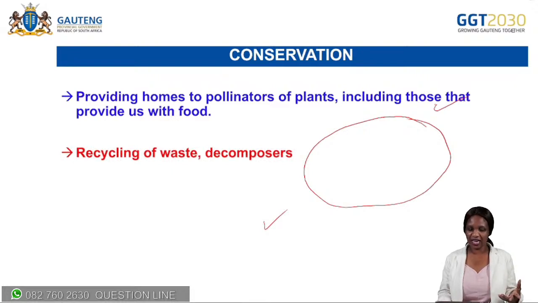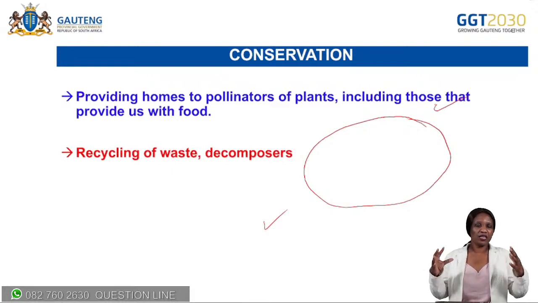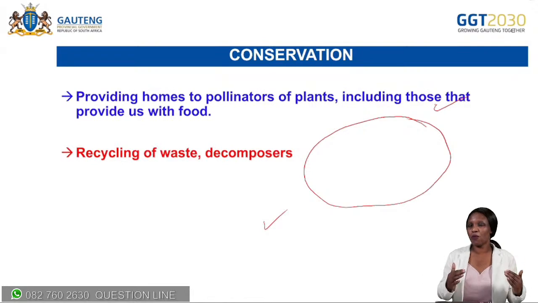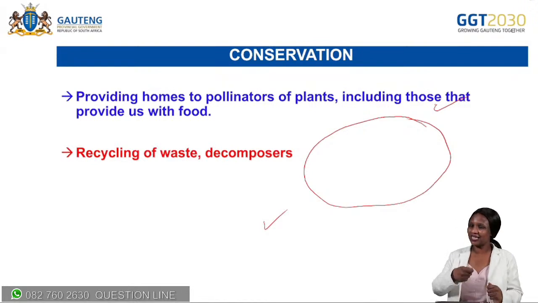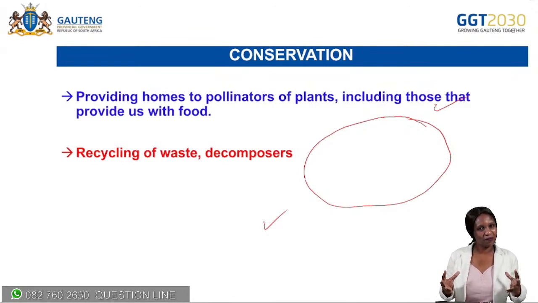And then let's recycle. For example, recycling of waste. The decomposers recycle the waste. How? Because they act on dead matter and recycle the nutrients back into the soil. And those nutrients are going to make the plants grow because the plant needs nutrients as well. Do you get it? As we need nutrients.